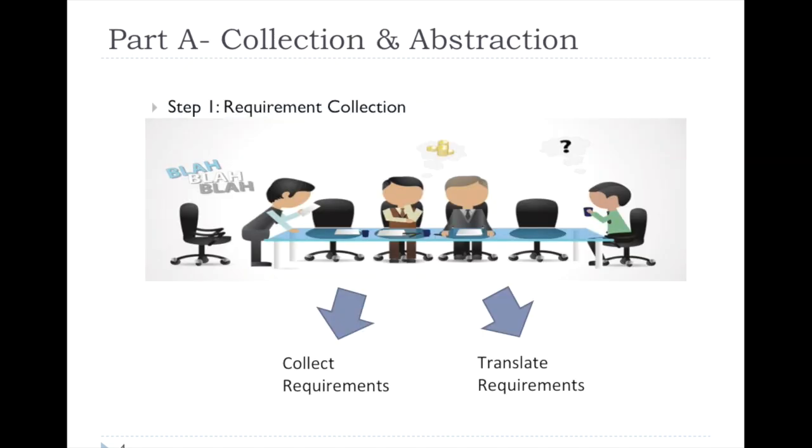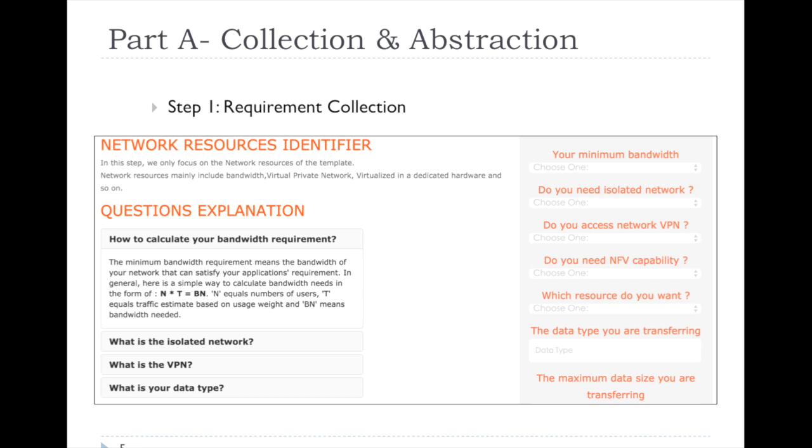So, initially, all the requirements are collected from the user using a questionnaire through a web portal, and we translate all these requirements into an application resource identifier which looks something like this. So we have different questions like minimum bandwidth, isolated network, resource, and if we need an NFV capability, we will try to understand what type of application is being developed.